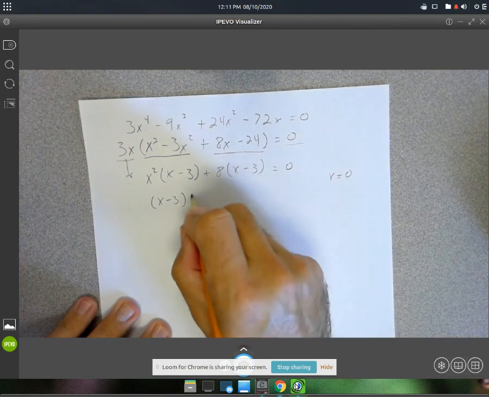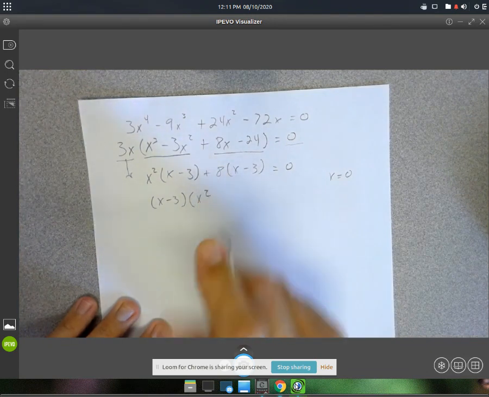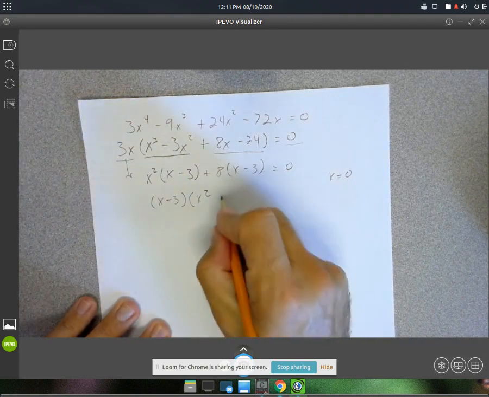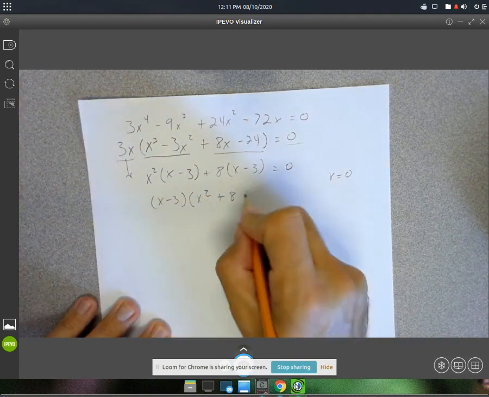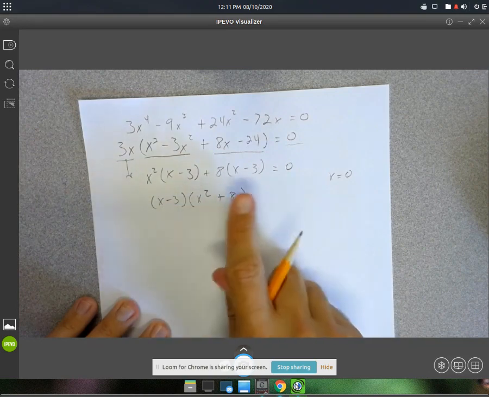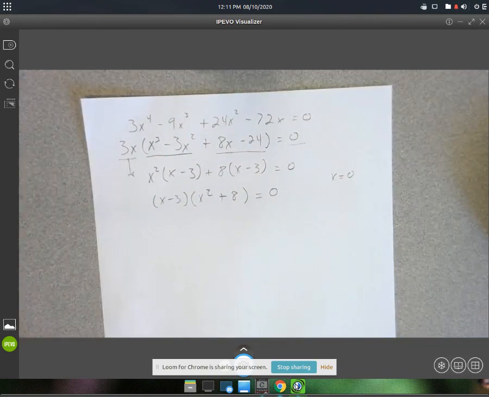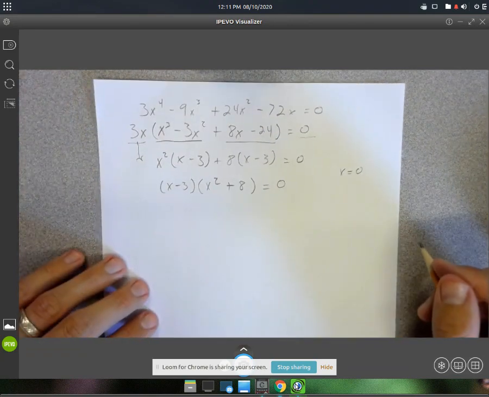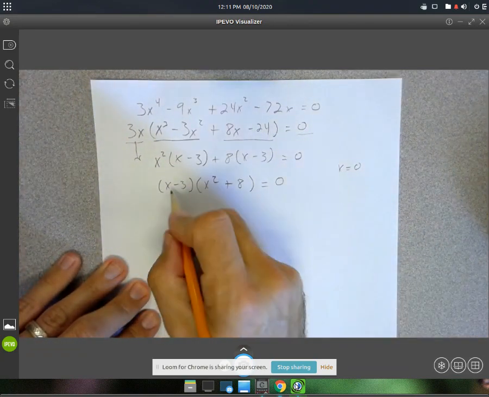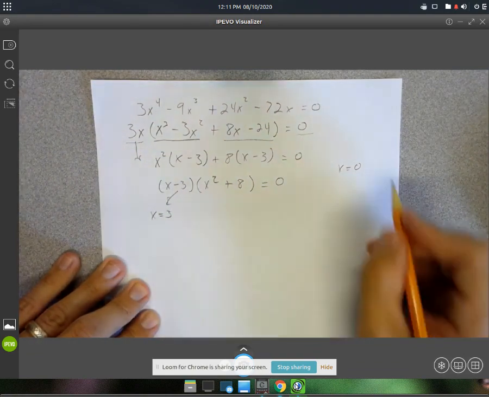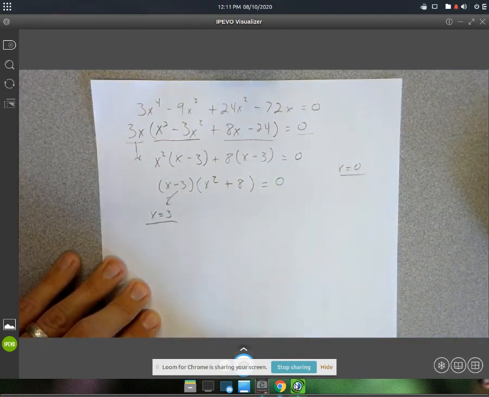So we'll factor that out. The remaining part will be an x squared, because that times that gives you this. And the next part will be an 8, because that times 8 gives you that. All right, so it's in factored form. Set each factor equal to 0 and solve. This one is going to give us x equals positive 3. So we have 2 of our answers.